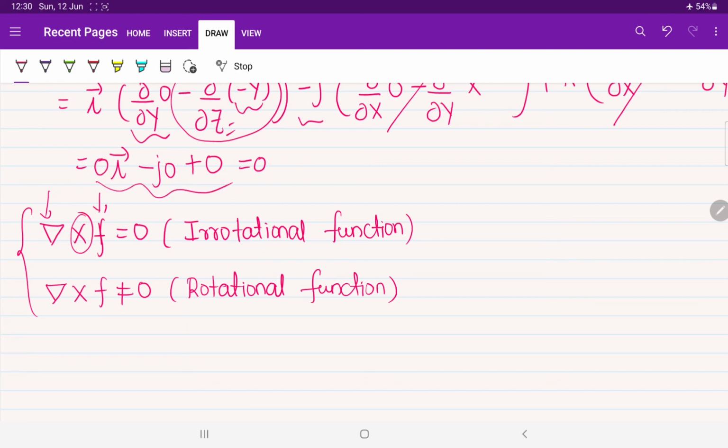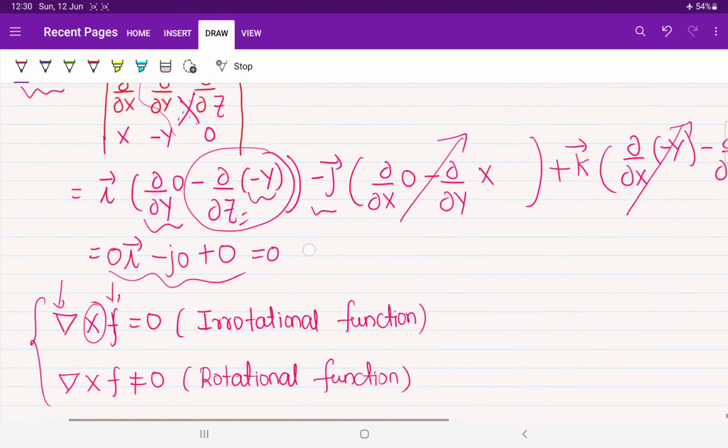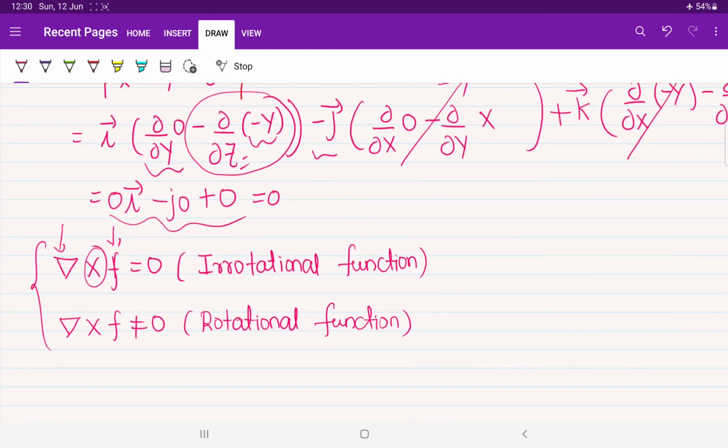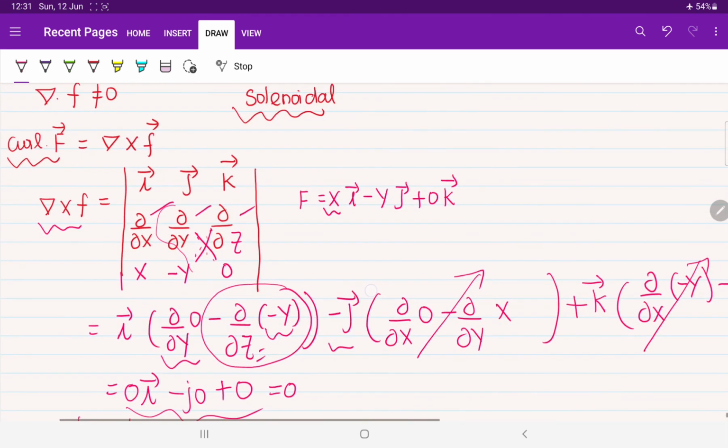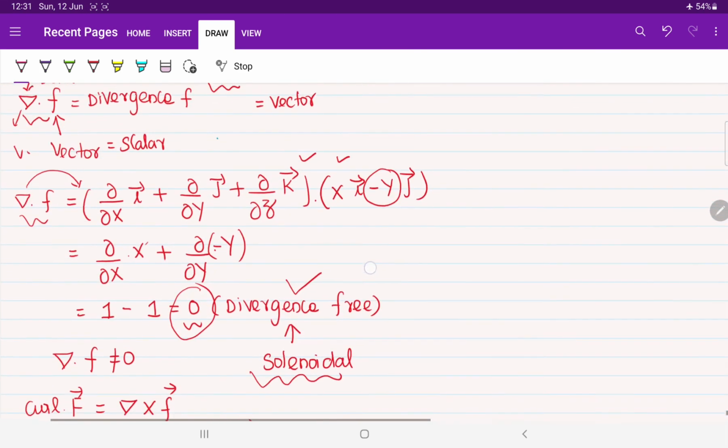Remember this, in dot product, two vector fields yield what? Scalar. When we are multiplying two vector fields in dot product, the resultant will become scalar. But when you are expressing the value of curl, the resultant will also be a vector. And one more thing is, del cross f should be not equal to 0 in order to define that the function is rotational. If it is equal to 0, then that function will be treated as irrotational function. That's all. I hope you all got the clear picture about the difference between divergence and curl.